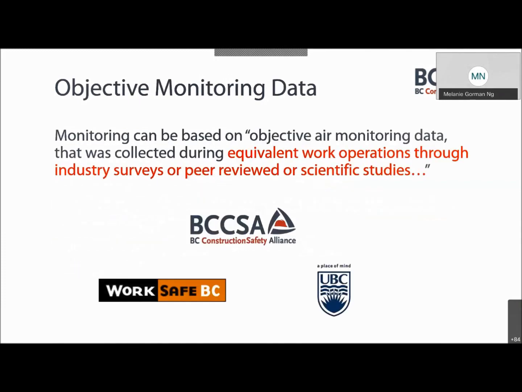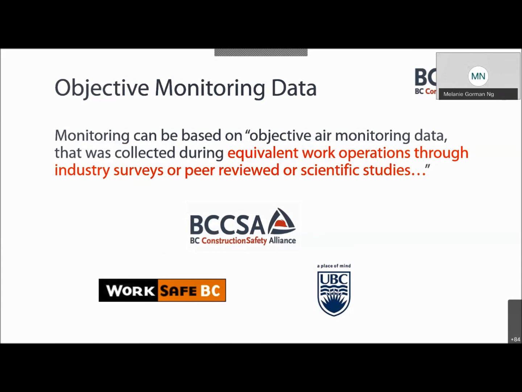So recognizing that it was going to be difficult for companies to go out and collect all their own measurement data, WorkSafe BC put a clause in the new regulation saying that you don't necessarily need to do your own hygiene measurements. You don't always need to have a consultant or employ a hygienist. You can use monitoring data that's based on objective air monitoring data that was collected during equivalent work operations through industry surveys or peer-reviewed or scientific studies.